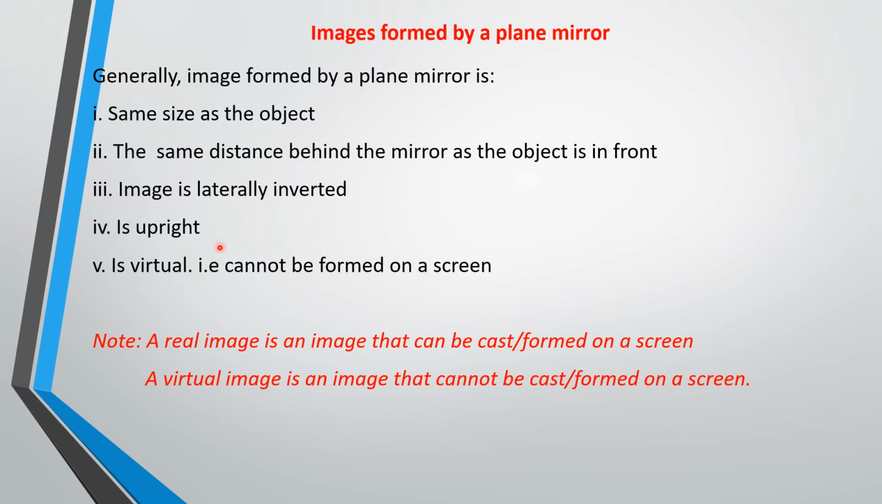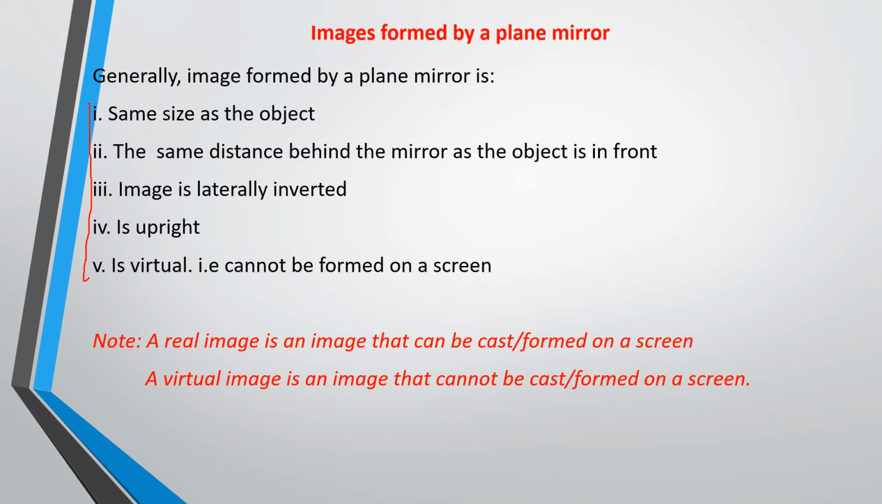The image is upright, that is standing erect, but the image is virtual. It cannot be formed on a screen. That is why it is not possible for you to form that image on a screen. You can only see the image, but it cannot be formed on a screen. So these are the characteristics of the image formed by a plane mirror.